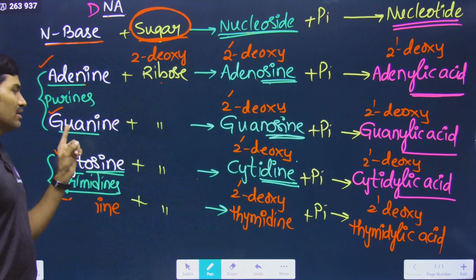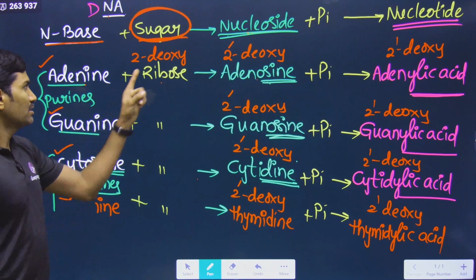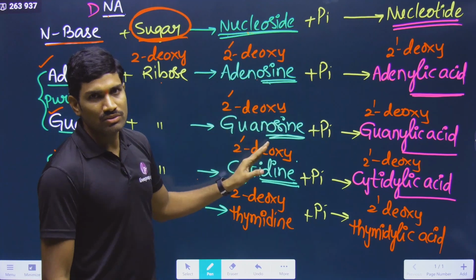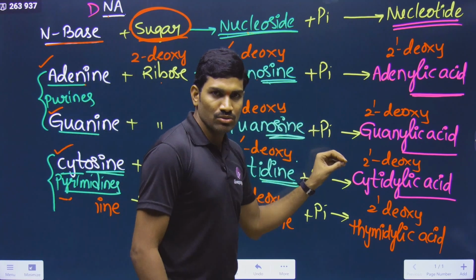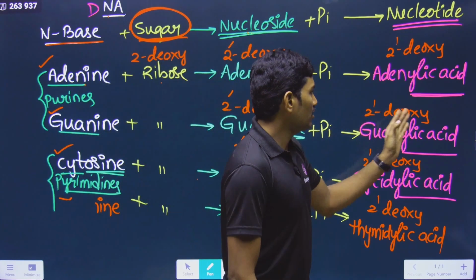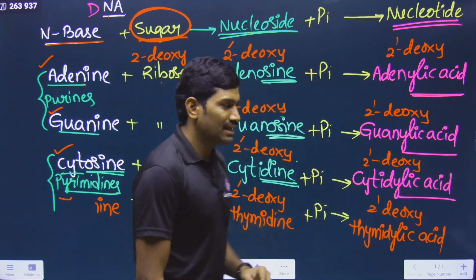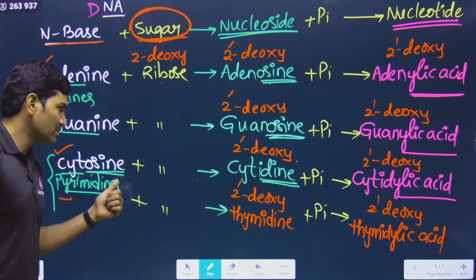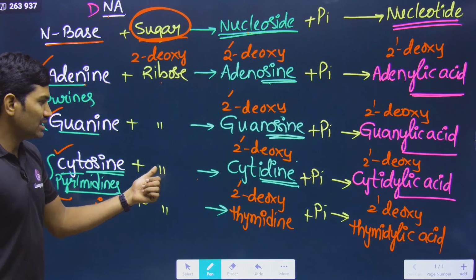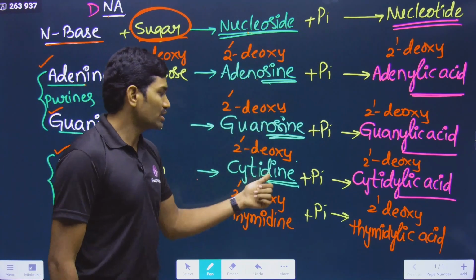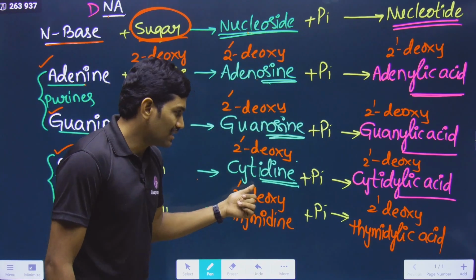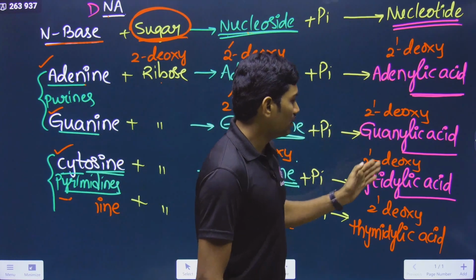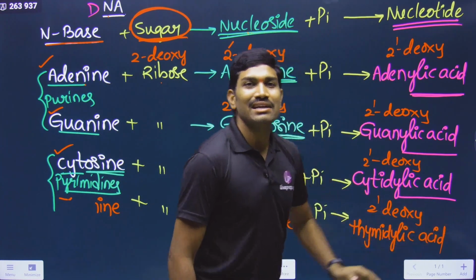Clear? Same way here. Guanine is a nitrogenous base plus 2-deoxyribose forms 2' deoxyguanosine. If Pi is attached to this, now it will form the nucleotide called 2' deoxyguanylic acid. Next one. Cytosine is a nitrogenous base. If 2-deoxyribose is attached to this, it will form a nucleoside called 2' deoxycytidine. If phosphoric acid is attached to this, it will form the nucleotide called 2' deoxycytidylic acid.